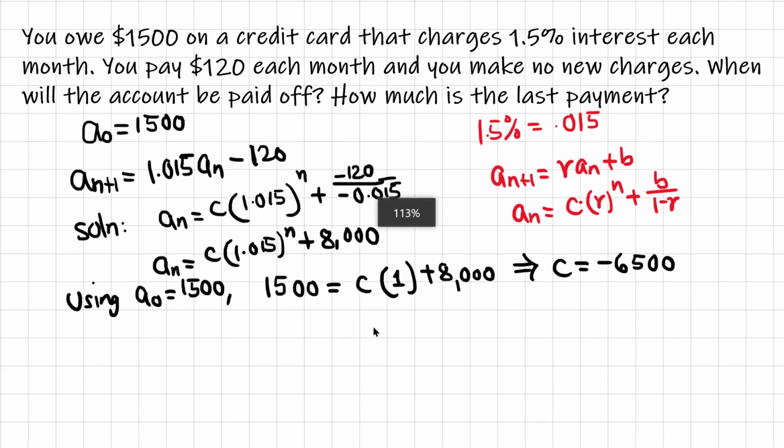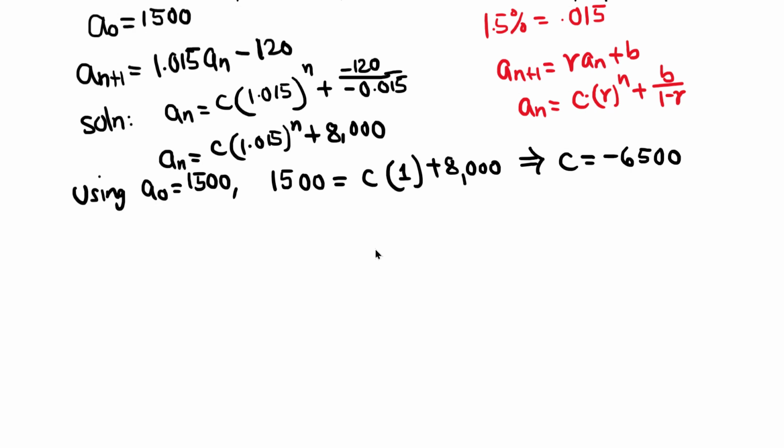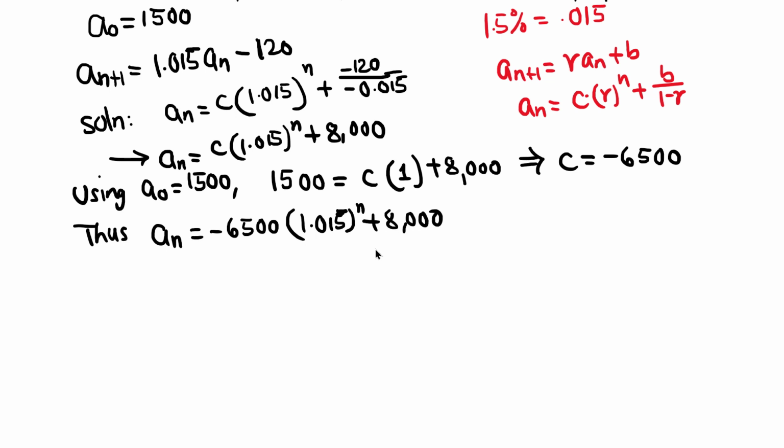Okay, so let me put up here. So go back here. Thus the solution AN equals C, so negative 6,500 times 1.015 raised to N, okay, plus 8,000. So this is the balance at nth month. Okay, so that's the balance of the credit card at the nth month.